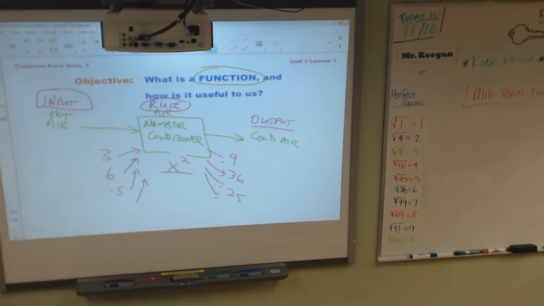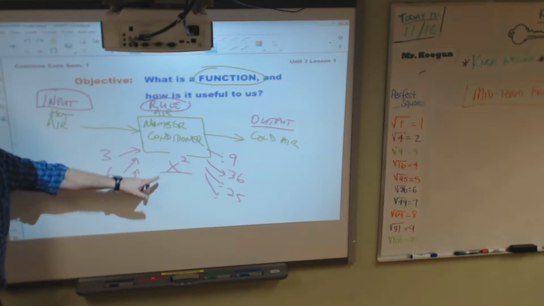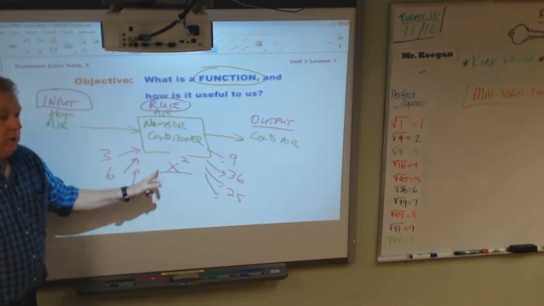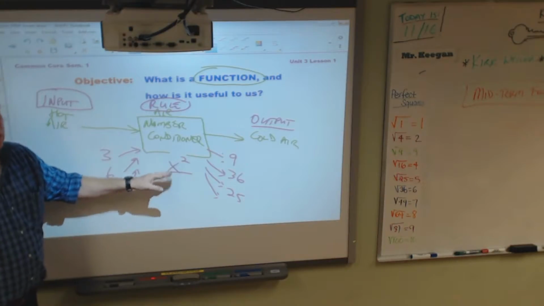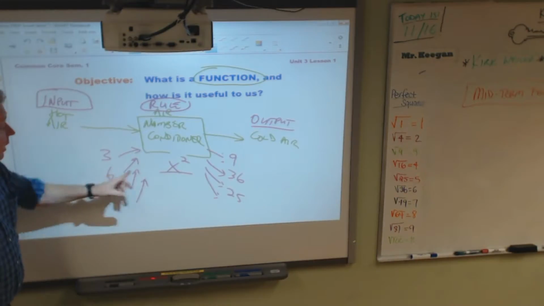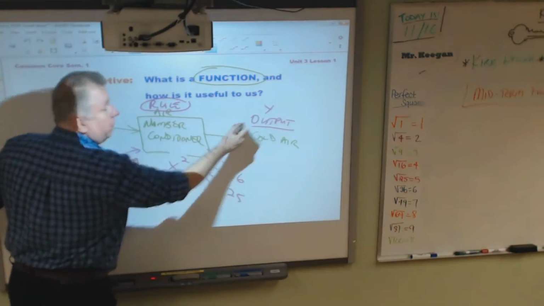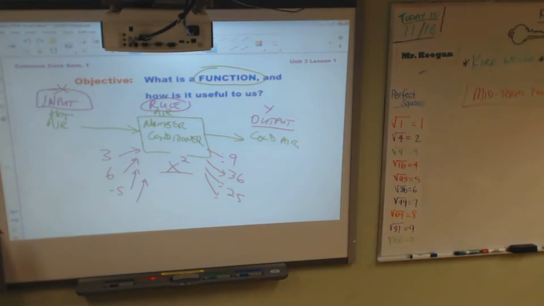Yo, Mr. Keegan, what's the rule? Can you explain to me what I'm supposed to write for a rule? The rule is you could just write this, okay? Just write x squared. Whatever I was writing here is what the rule is. In this case, the x is your input. The input's always x, and the output's always the y. You already on the last one? I did. The last one was 3x plus 1.